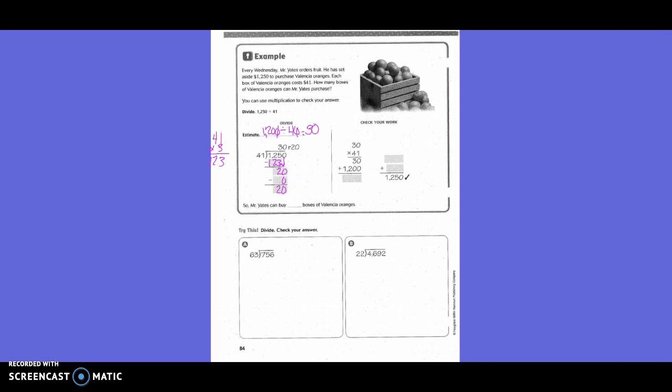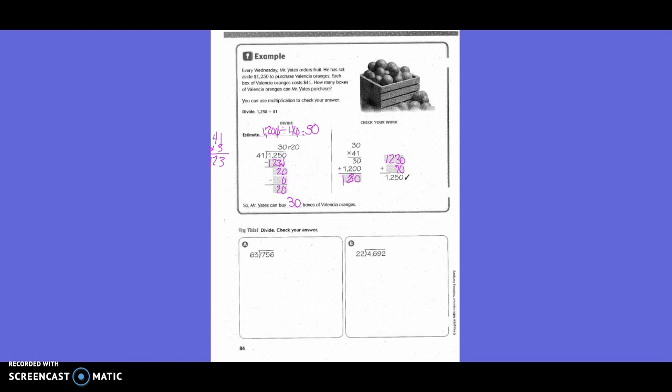Now they want us to check. So they went ahead and did all the work for us and got the steps. Let's go ahead and add. So 0, 3, 2, 1. So then 1,230 plus what? 20. And then does that get us 1,250? Yes. Okay. So Mr. Yates can buy how many total boxes? 30. And then will he have a little bit of money left over probably? Yes. Maybe. But he'll have a little bit left over too.